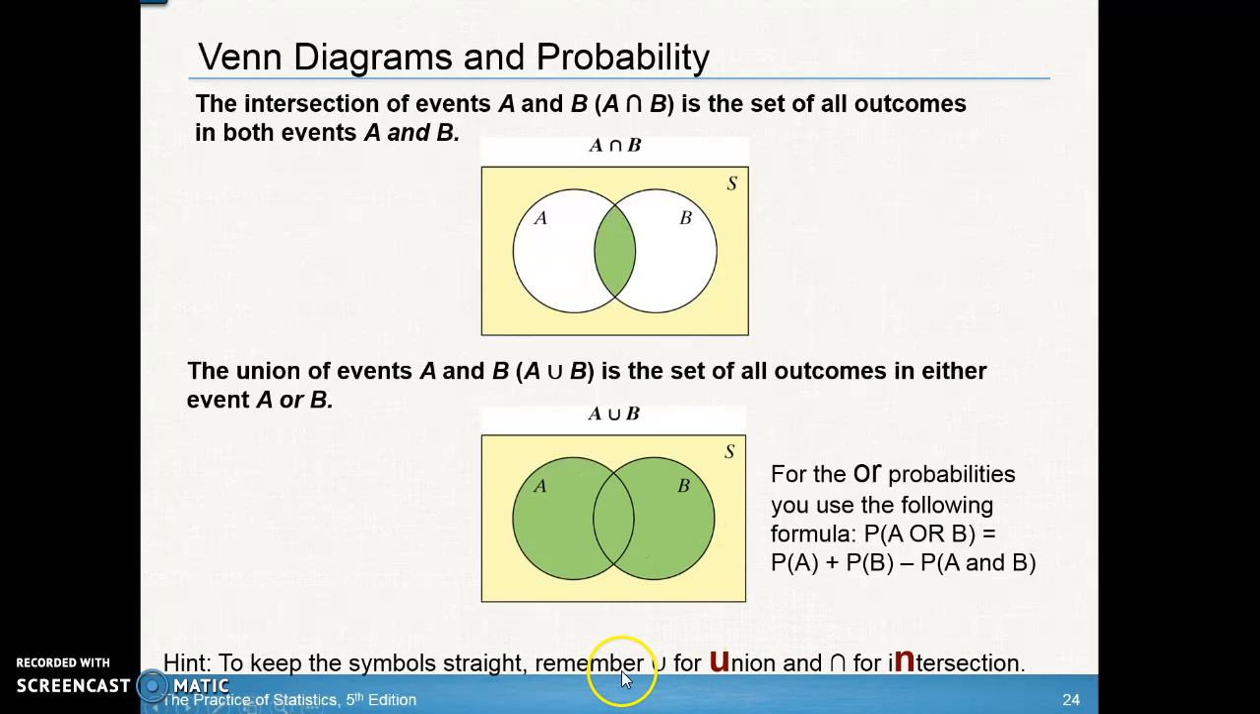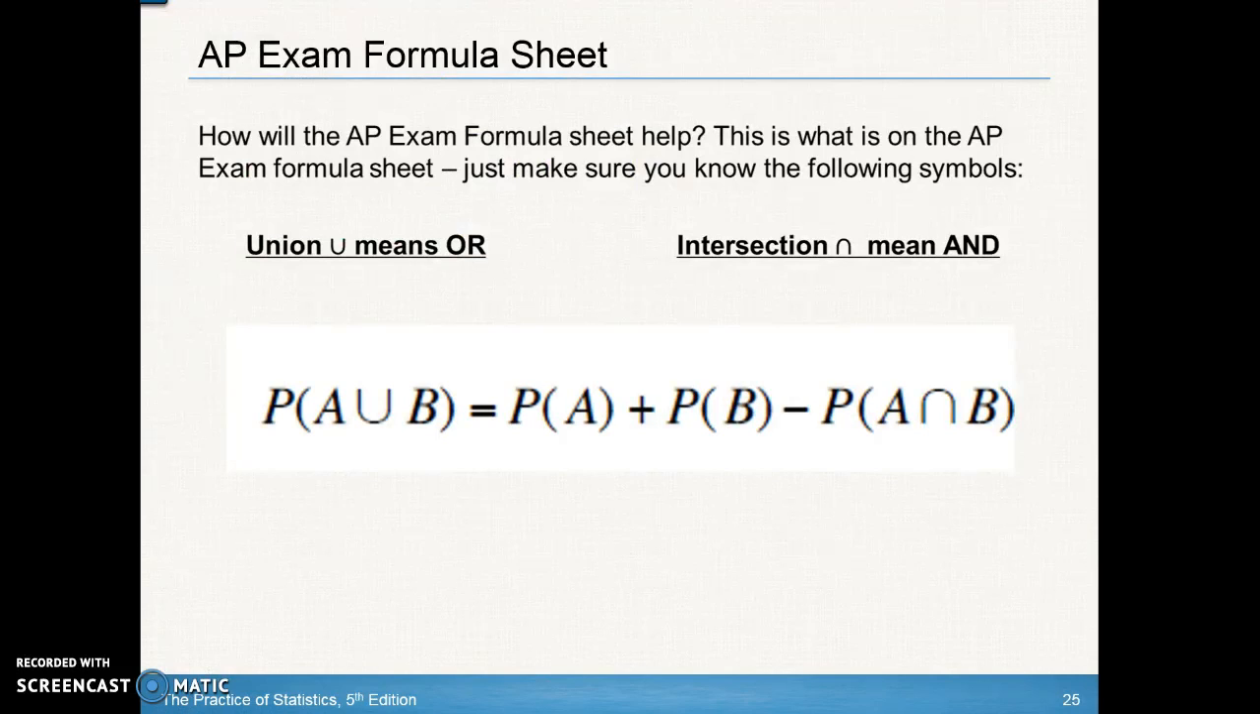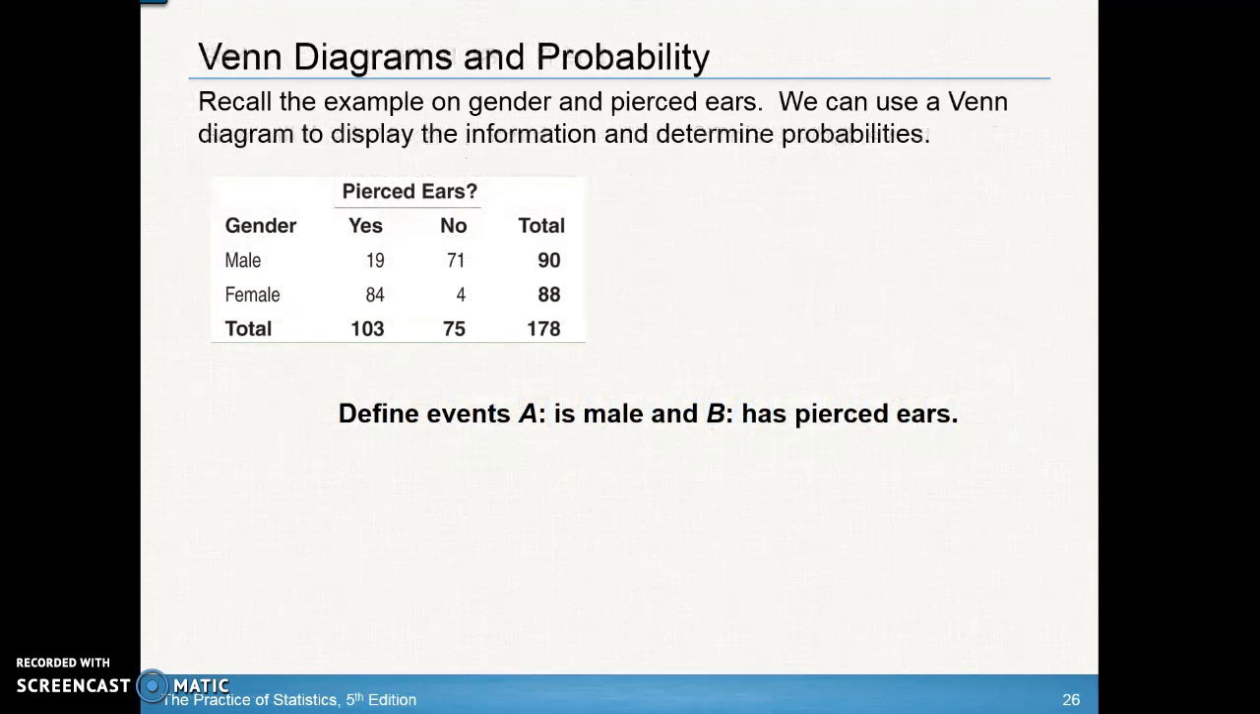All right, so just to keep the symbols straight, remember U is for union, or. The upside down U is for intersection, with an N for the word and. So and is the intersection and U is the union. All right, so how's the AP exam formula sheet going to help you? They will give you this formula right here, so you'll have to know that for any event A or B is the probability of A plus the probability of B minus the probability of A and B. So just know that that's on your formula sheet to make use of during the exam and all your tests and quizzes that you have.